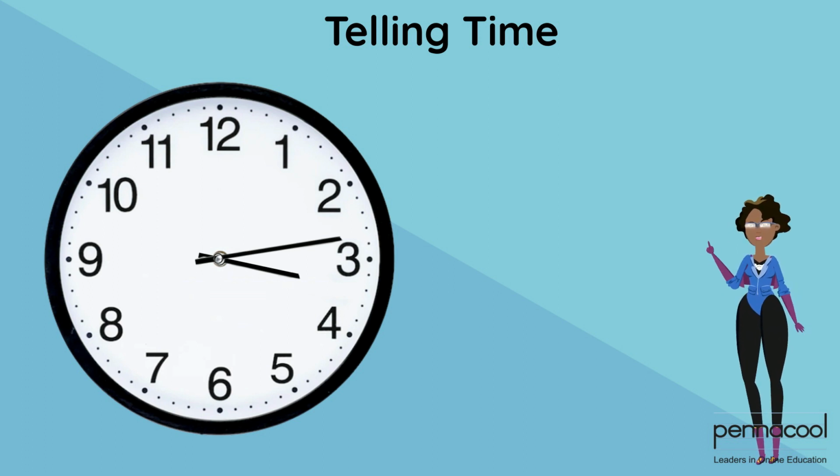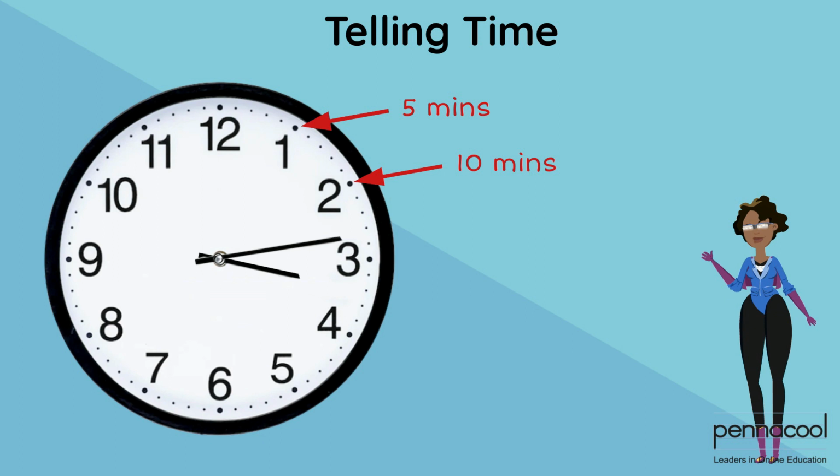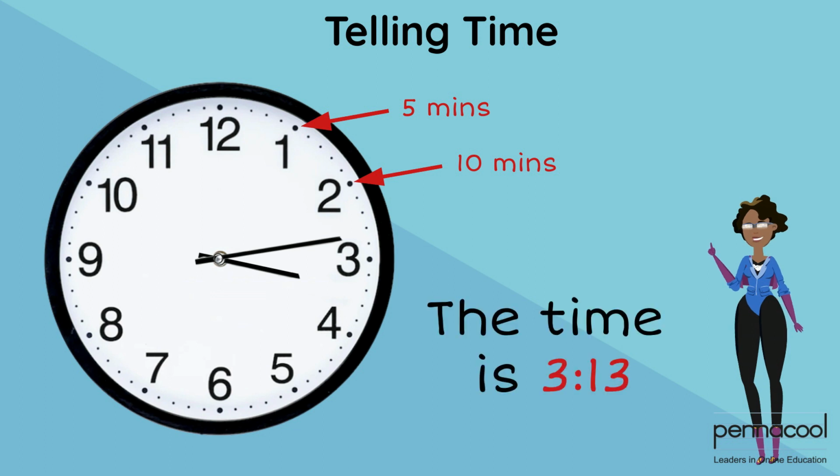If you recall, between 12 and 1, that's 5 minutes because there are 5 dashes. Between 12 and 2, there are 10 dashes, so that's 10 minutes. So between 12 and where the longhand is, we have 13 dashes. So the time is 13 minutes past 3, or 3:13. Did you get that? Great.